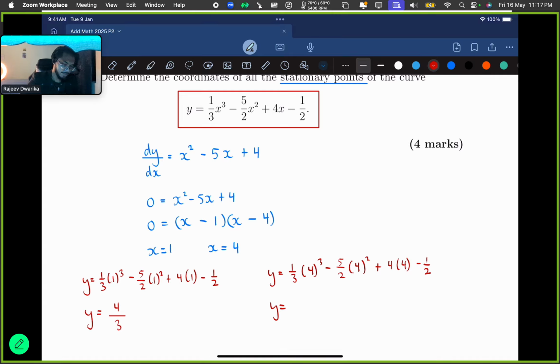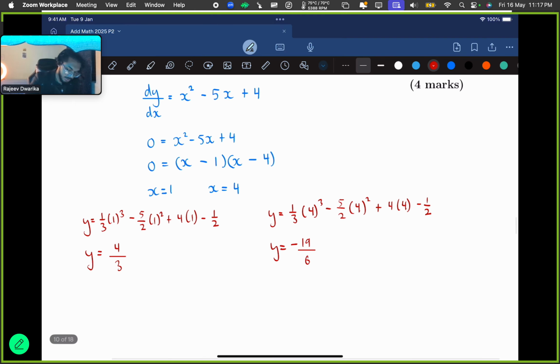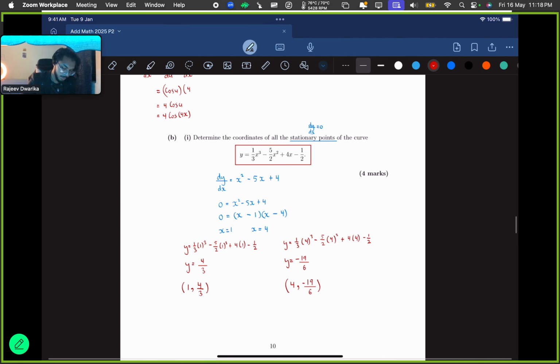Supposed to get minus 19 over 6. Right, so these are the answers they got in the exam. After we finish with these solutions, you will count and you will see how much marks you lose. Right, so those were your stationary points.